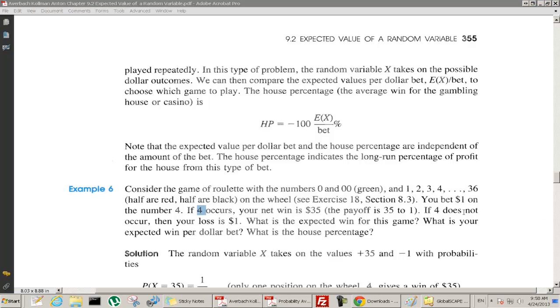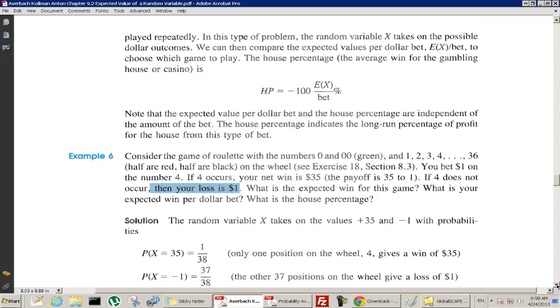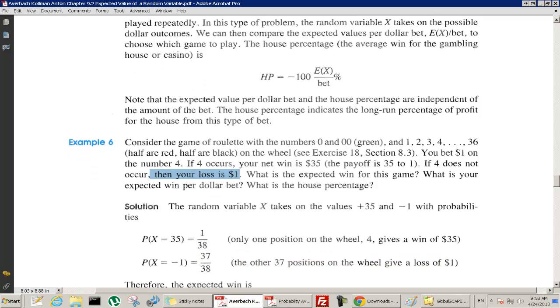So if a 4 does not occur, then your loss is $1. What is the expected win for this game? Okay, let's take a look at that one first. So we're going to set up a random variable.